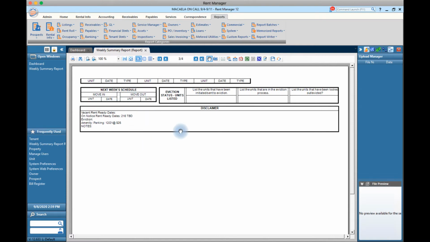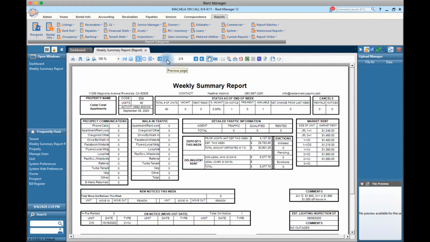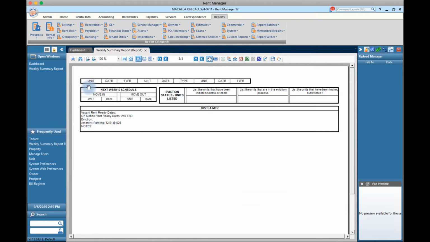So this disclaimer right here is super important to fill out, because this disclaimer is going to have all of the information from the vacant units, the units on notice, and the units in evictions. Since this property is full, it's pretty empty, we only have on notice right here the unit 216. So any units that are on notice will need to be listed in the disclaimer, same as any units that are vacant need to be listed here.